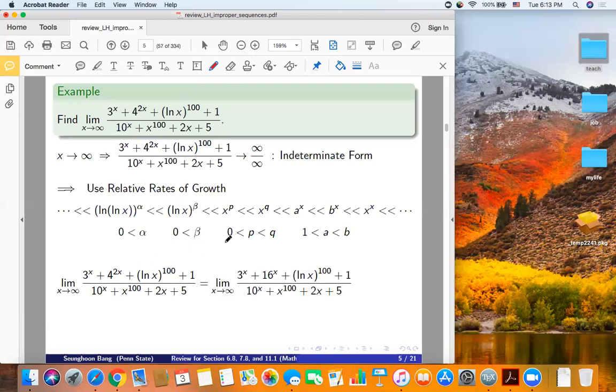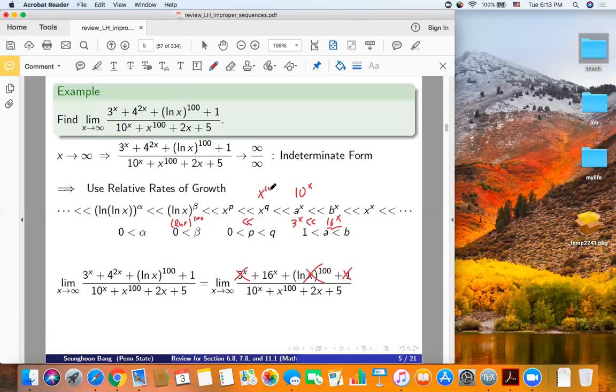The next tip, I'm going to use a table. First, the numerator. The numerator has the following: 3 to the x, 16 to the power x, and ln of x to the 100. So which one is growing faster? We can use this inequality. 16 to the x is growing faster than any other terms, so you ignore the lower terms. The bottom one has here 10 to the x, which is an exponential function.